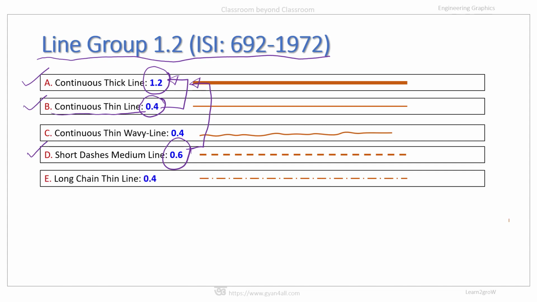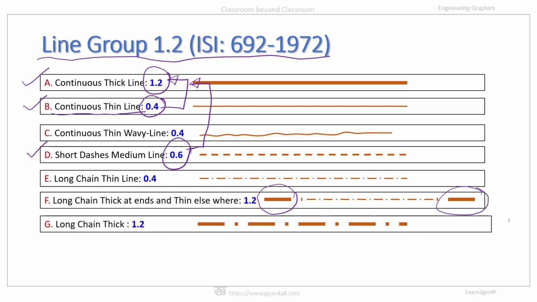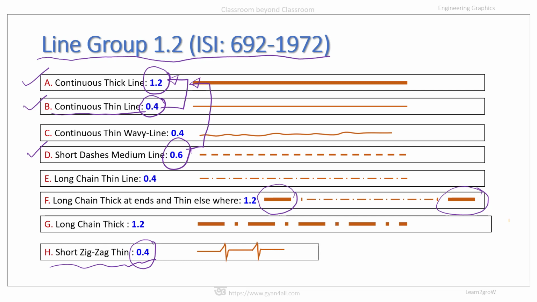E is long chain thin line. F is long chain thick at ends and thin elsewhere. That means at the two ends, the thickness will be 1.2. G is long chain thick line with the thickness of 1.2 throughout the distance. H is the short zigzag thin line with the thickness of 0.4. So this constitutes the line group 1.2.